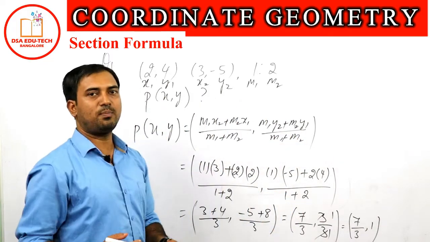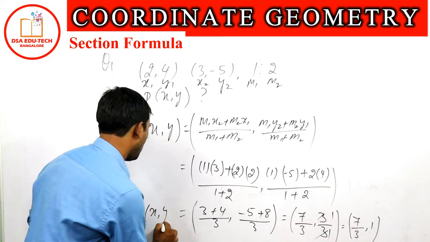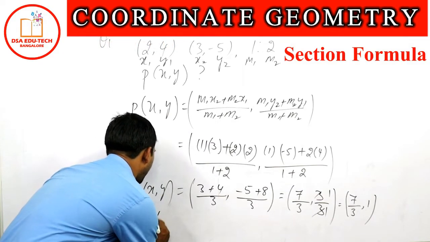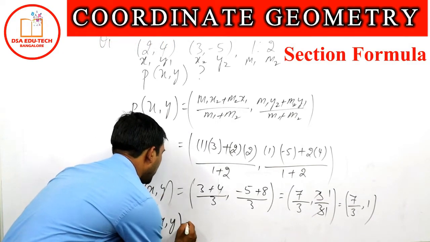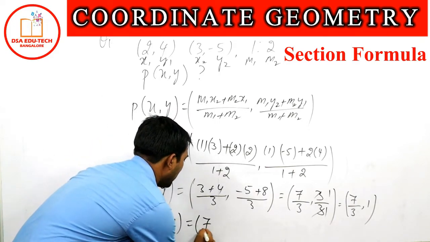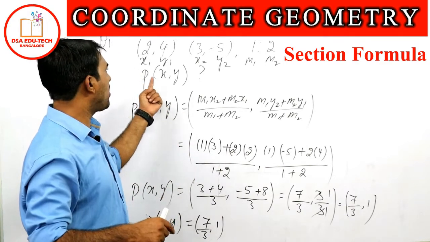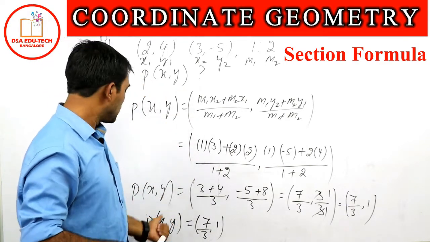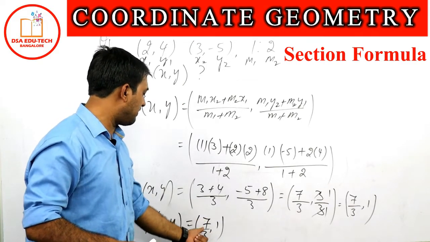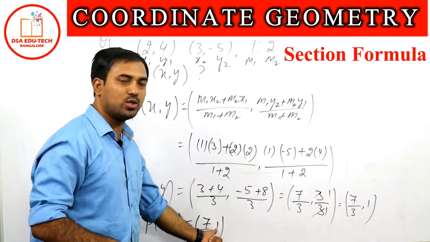What is the coordinate of the point? Let me write here, x comma y. So the coordinate of the point P of x comma y is equal to 7 by 3 comma 1. The question was to find the coordinate of the point x comma y. So we got the coordinate of the point x comma y equal to 7 by 3 comma 1. So x is equal to 7 by 3 and y is equal to 1.